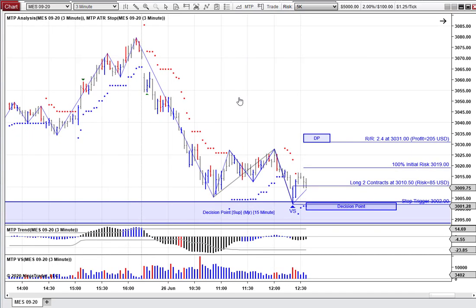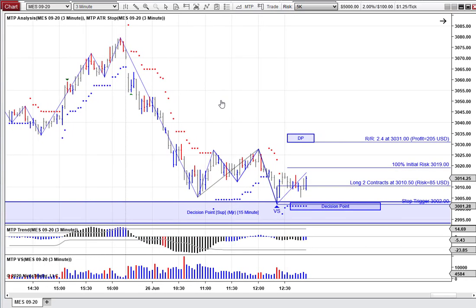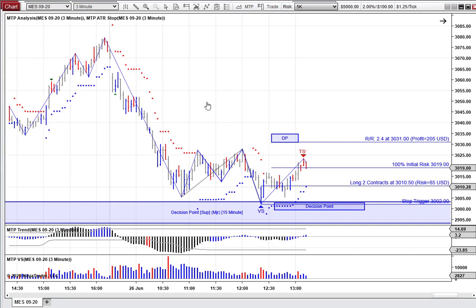The market took you in. It then reversed back down around again, messed around a bit, came into a sell setup. You were past your 100% initial risk level. Maybe you'd have taken your stop to break even at this level because this was a VS setup. VS setups normally go with us very quickly, don't they?